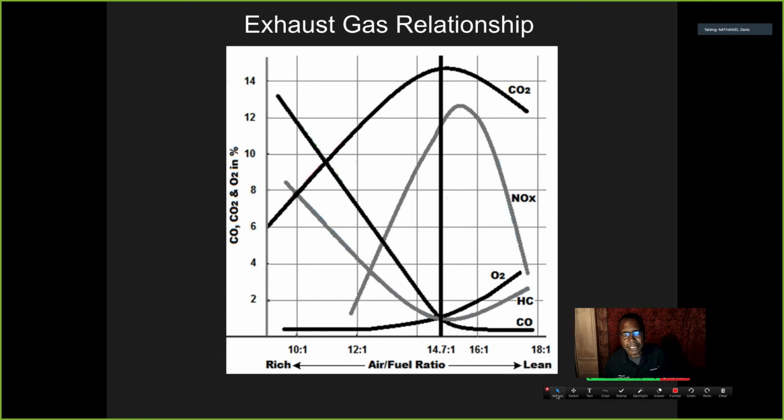Now remember on the ASE test, especially on the ASE L1 test, we're talking about lean and rich. But remember, on the ASE L1 test, they're not going to ask you if the car is running lean or rich. They're going to actually tell you to fix it. You get what I'm saying? They're going to give you numbers in a scenario or a problem, and say we can cause this rich condition, we can cause this lean condition. But they're not going to say rich and lean. They're going to give you numbers.